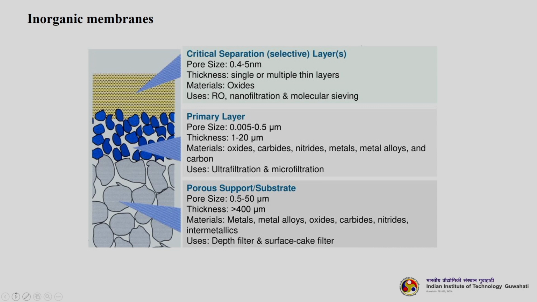The first one is the critical separation layer, the selective layer. The pore size is usually 0.4 to 5 nanometer, the thickness is single or multiple thin layers, and the materials are basically oxides. The uses are in reverse osmosis, nanofiltration, and molecular sieving. Then the primary layer has a pore size of almost 0.005 to 0.5 micron, with 1 to 20 micron thickness, in the UF range. Its uses are ultrafiltration and microfiltration. Then we have the porous support substrate, 0.5 to 50 micron pore size, with thickness greater than 400 micron, used for depth filters, surface cake filters, and even coarse filters.